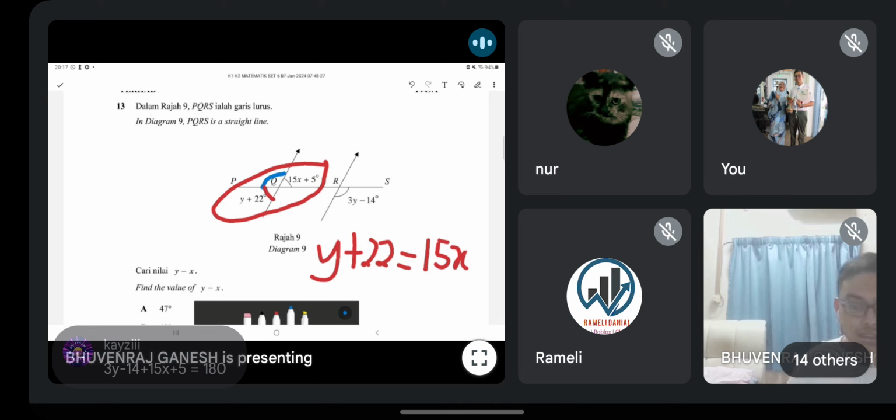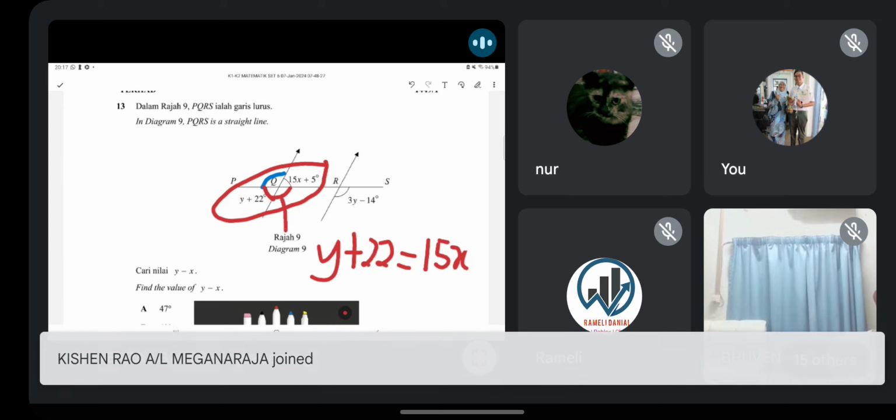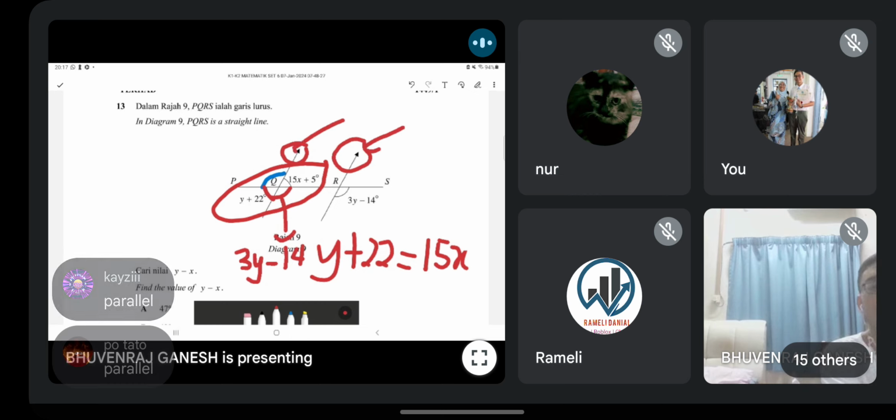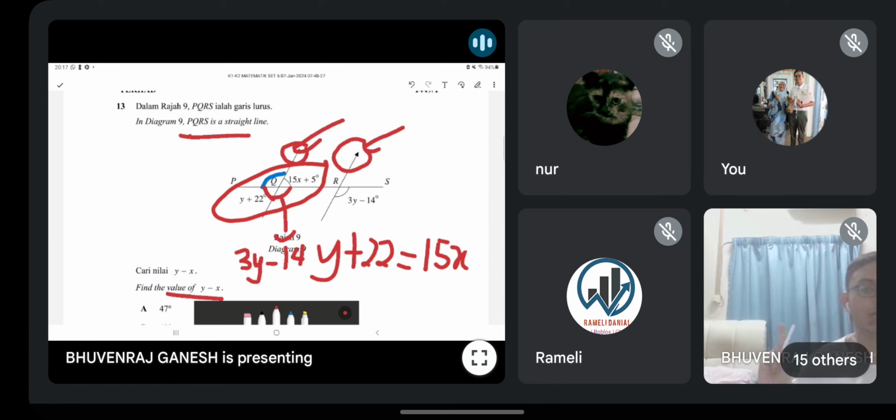Anyone can tell. 3y minus 14 plus 15x. Okay, very good. Correct. Okay, how you get that equation? Basically, sudut ni is also 3y minus 14. Okay, they both have the same angle. Mengapa sudut dua-dua ni sama? Why is it the same angle? Because what does this sign mean, guys? Apa makna simbol ni? The question didn't tell you, but you must understand the meaning of the sign. Apa maksudnya simbol ni? Yes, parallel. Selari, you can see here, the question never tell you they are parallel. Okay, soalan tak cakap, but you must know based on how the arrow point the sign.